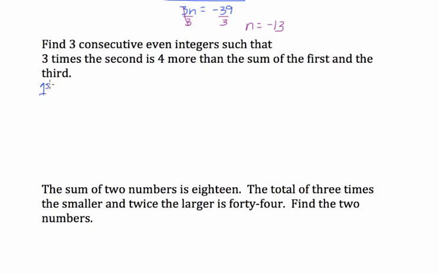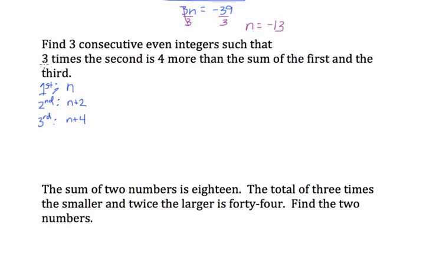First, name your 3 unknowns. We are looking for 3 consecutive even integers. So let's name the first one n. Since they're even, they're going to be 2 apart. So that means the second one is going to be n plus 2. And the third one will be n plus 4.